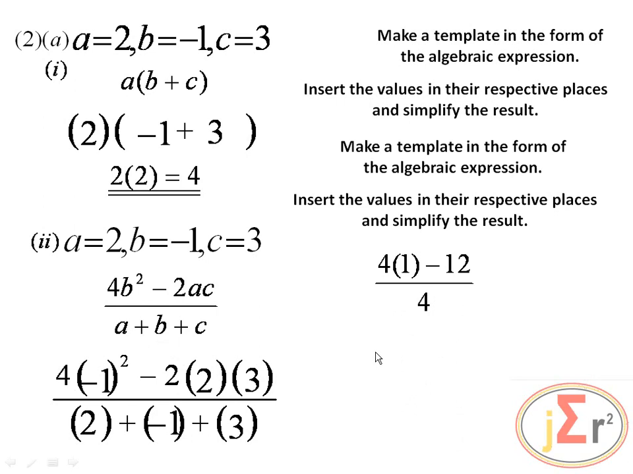Simplification gives, of course, -1 squared is +1. So we'll have 4 times 1. And of course, -2 times 2 times 3, that is -12. And of course, 2 plus -1 plus 3, we may say 2 plus 3 is 5, minus 1 is 4. And that is what we have right there. So 4 minus 12 is -8. So we will have -8 to be divided by 4, and the result is -2.